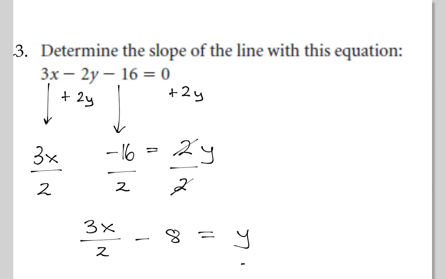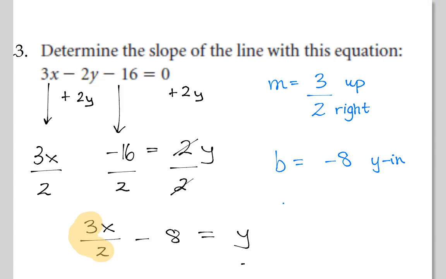So now you can identify the slope. The slope is the coefficient. It can be a decimal, it's just not as helpful, because when it's written as 3 over 2, you know that the line will be 2 to the right and 3 up. And the y-intercept is negative 8.